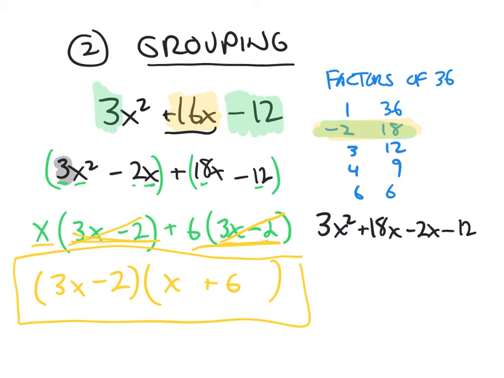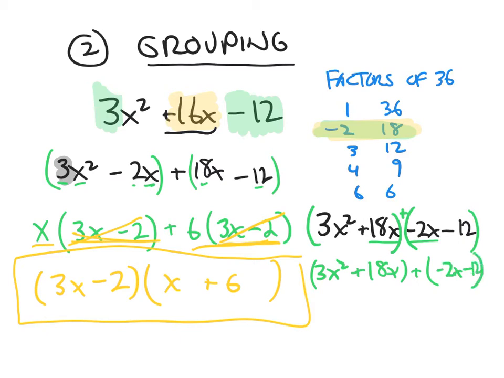By the way, let's see what happens if we had written the 18x first and the minus 2x second. Here, it brings up an important point. When you're grouping, I'm going to group these two together, and I'd like to add this grouping. So I'm going to have 3x squared plus 18x, plus, and then I'll leave the parentheses, minus 2x minus 12. What this allows me to do is be careful with the signs.